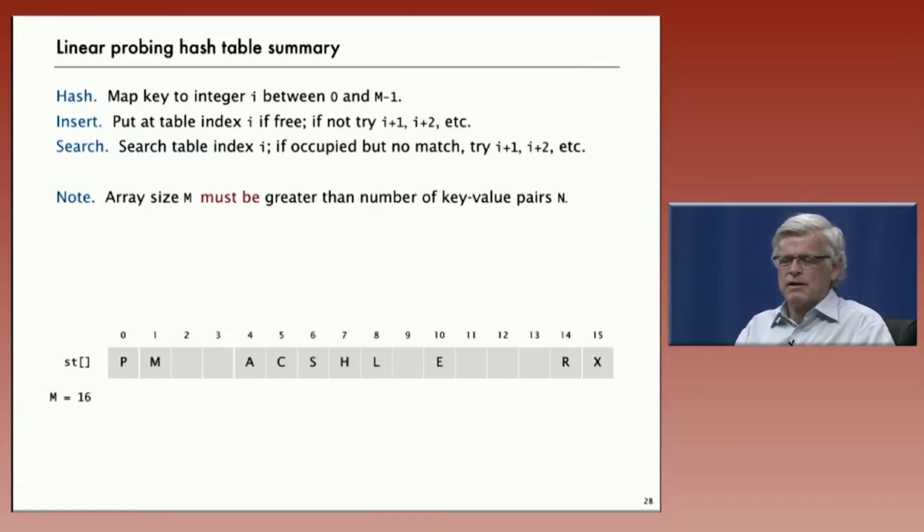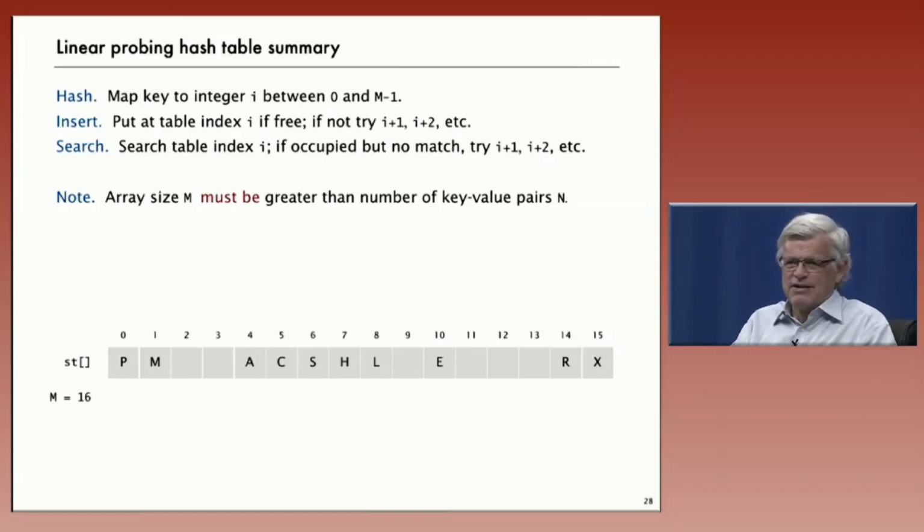And we put the entry at table index i if it's free. If not, you try i+1, i+2, until getting to an empty position. And for search, you do the same thing. You hash to the table position, and you look there and to the right to find the key, and you stop when you find an empty table position. Find the key or find an empty table position.